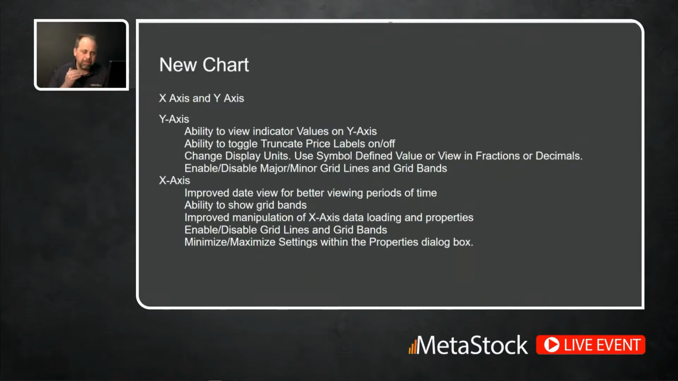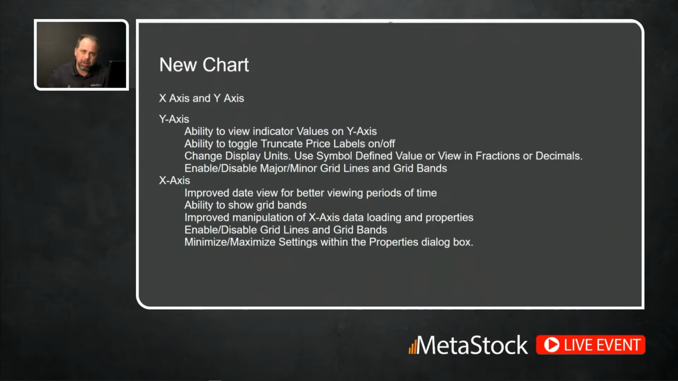Usually, when you pull in the data, it'll go with a symbol defined value. So you don't have to set that manually. It's just basically going to know. But you can change it manually as well. You can also enable, disable the major, the minor, and the grid lines, add the grid bands. So there you go. For the x-axis, they improved the date view.